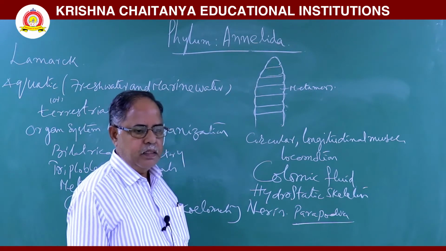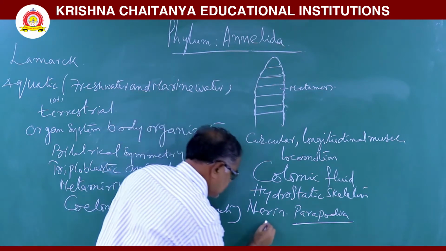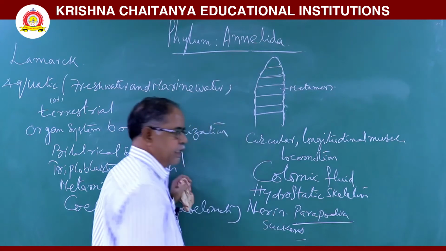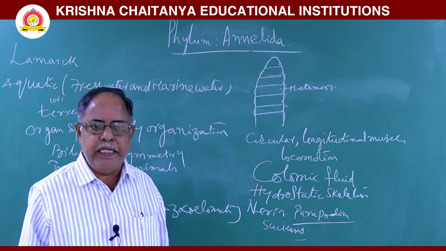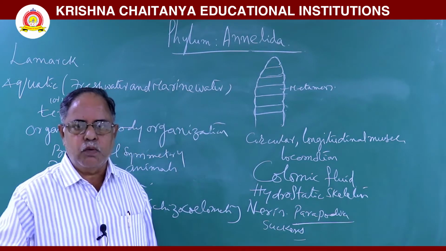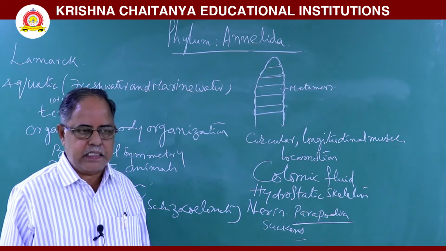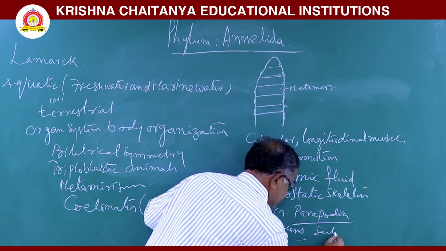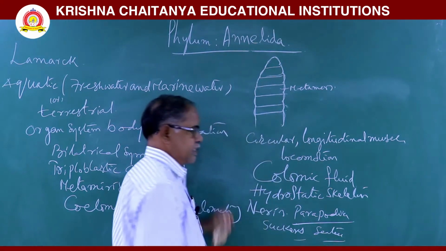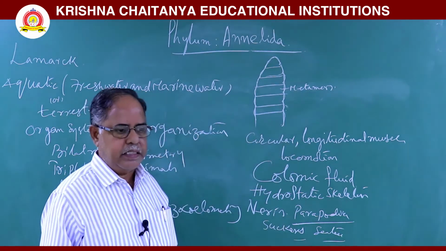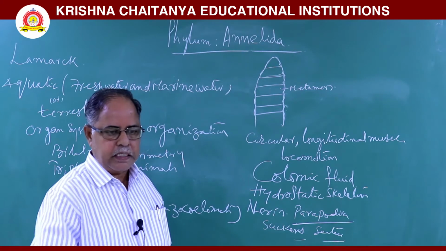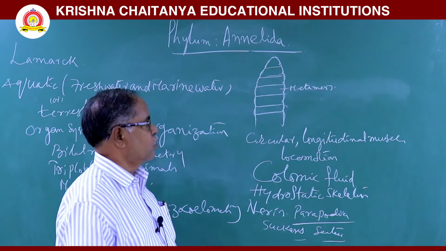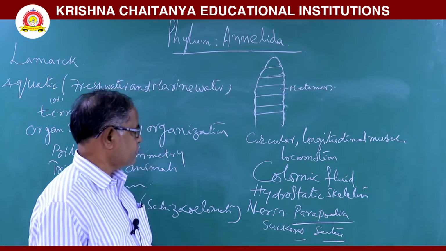In some annelids, suckers are used in locomotion. For example, in leech, the locomotory organs are suckers. In some, setae are there, S-shaped structures. For example, in earthworm, setae act as locomotory organs.